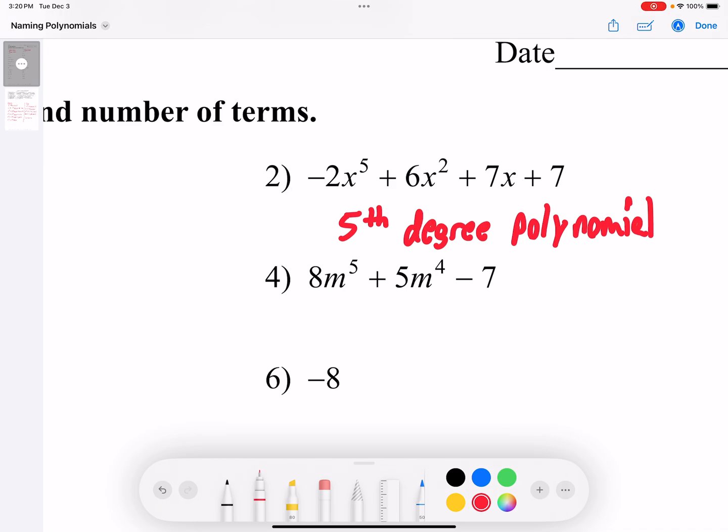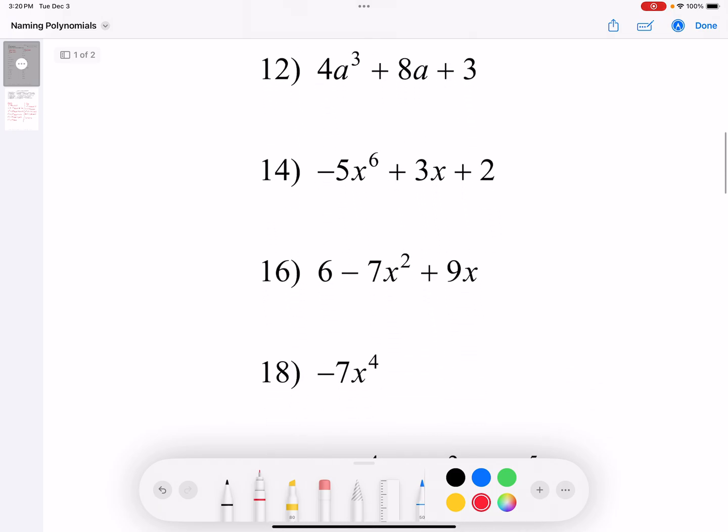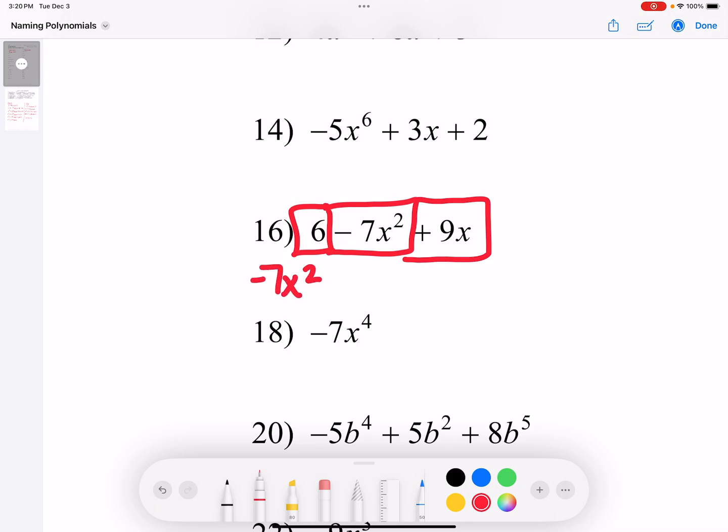So the only difference between number 2 and number 4 is that number 4 is a trinomial because it has 3 pieces. Then when you get down to number 16, notice that this is not in descending degree order. So to write this in descending degree order, we're going to do what I call the card swap. And we're going to swap these around. So the negative 7x to the second goes first, then plus 9x, then plus 6. And this one is a quadratic, and it's a trinomial.